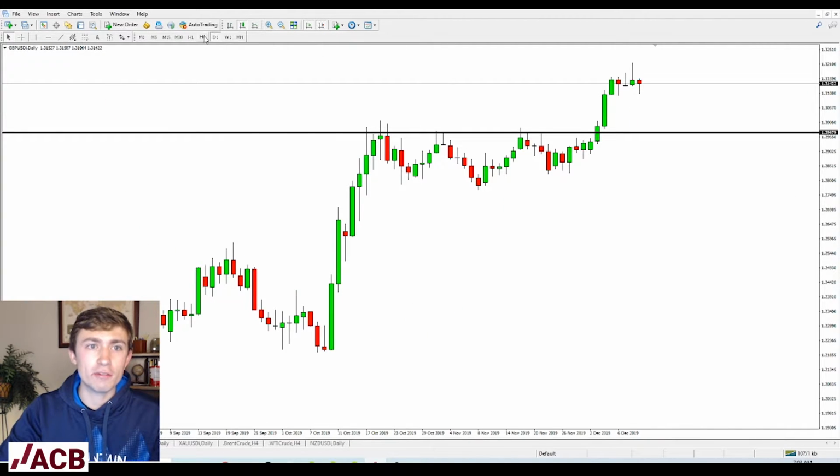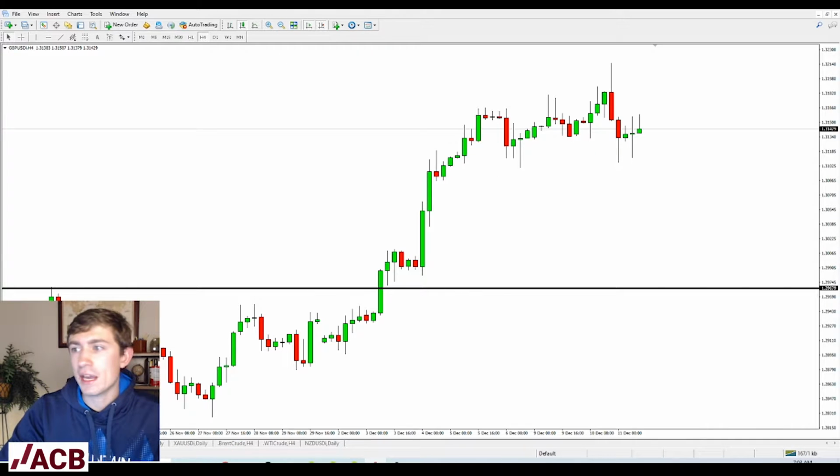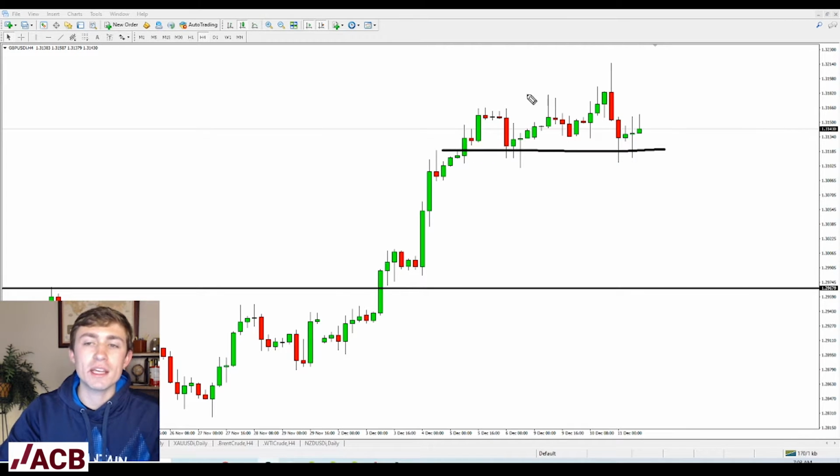But it looks like currently, if we drop it down to the 4-hour chart, that we have some consolidation here, right? So price is back and forth towards the top of this range here. What this signals to me is that we are consolidating before making our next move. Whether that's up or down, we will see.